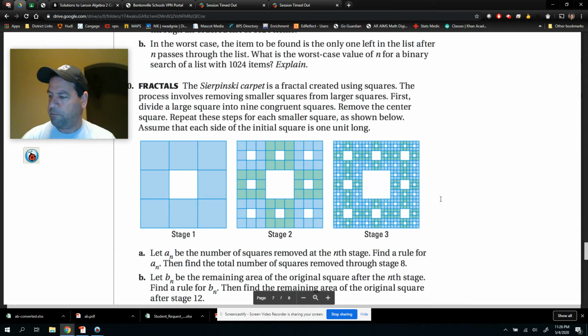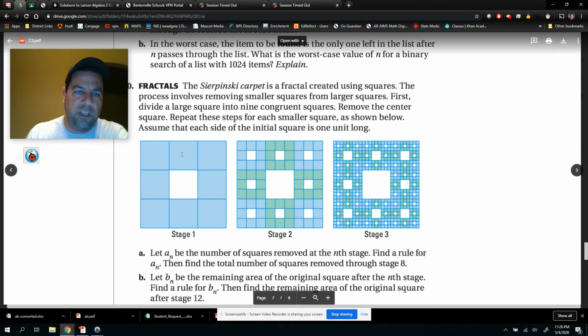Number 60, I had several of you ask about this one. We'll walk through it here. It's the Sierpinski carpet, a fractal created using squares. The process involves removing smaller squares from larger squares. First, divide the large square into 9 congruent squares. Remove the center square, and then repeat that process for each smaller square.